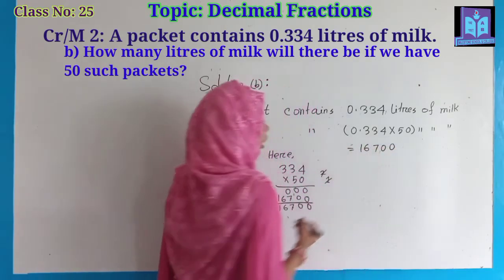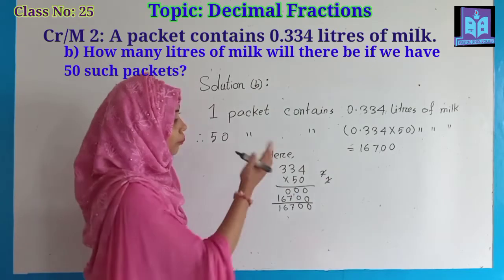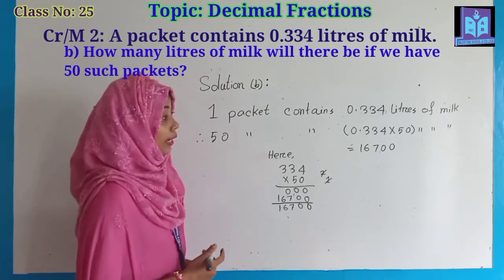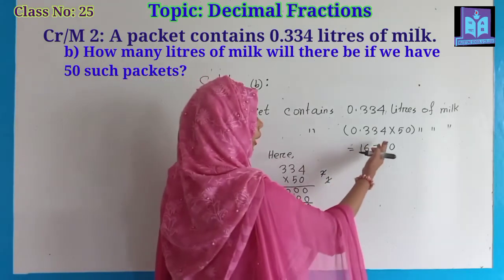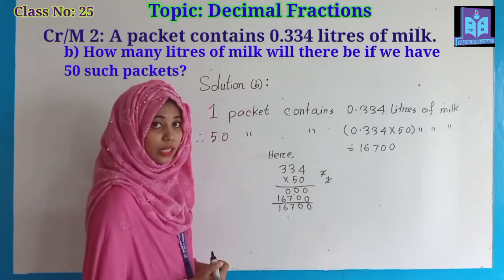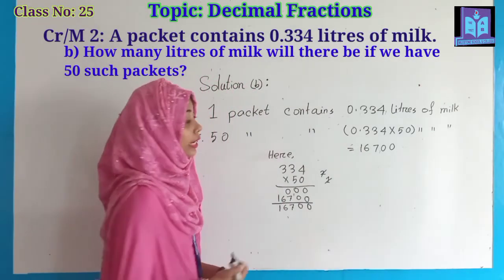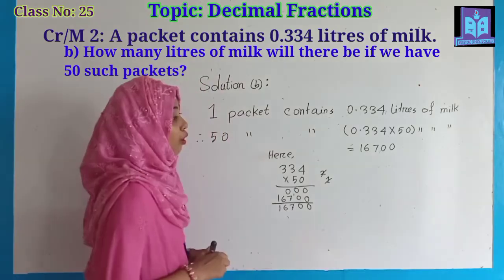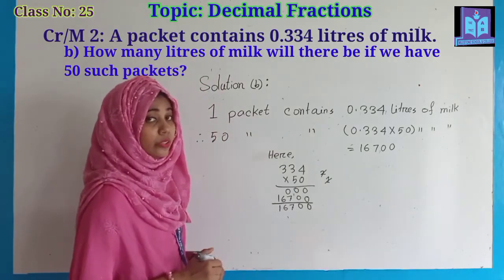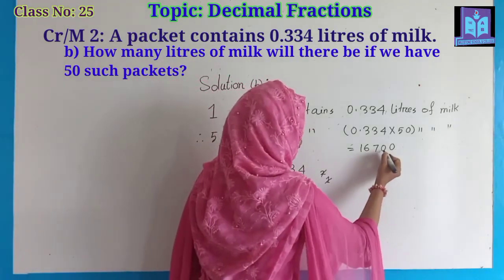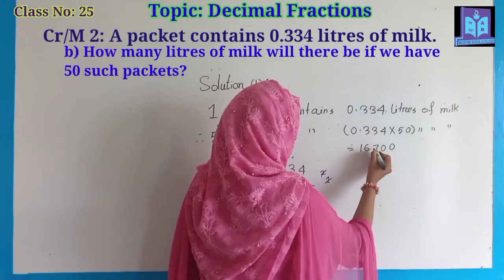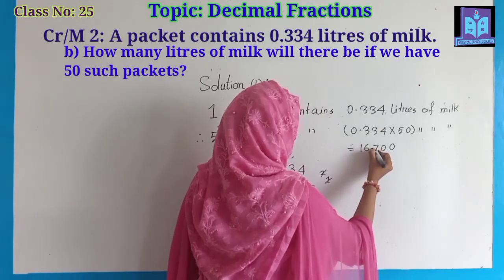16,700. Now we will count the point. In the multiplicand, after the point there are 3 digits. So we will put this point in our product. From the right side we will count 3 digits: 1, 2, 3. After 3 digits we put this point.